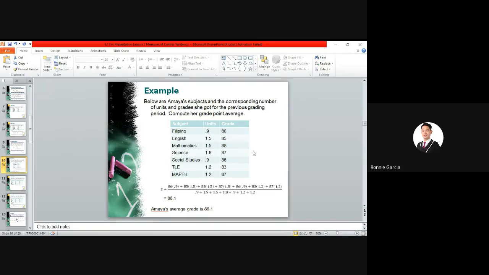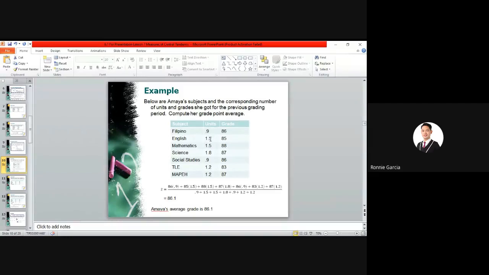The grades are 86, 85, 88, 87, 86, 83, and 87. These are the values, X values. Ang atong task is to compute the grade point average of Amaya, knowing that naa siya Filipino, English, Math, Science, Social Studies, TLE, and MAPE subjects, and each subject has its own unit. Filipino, for example, is credited for 0.9 unit.